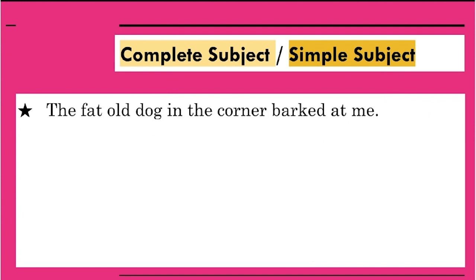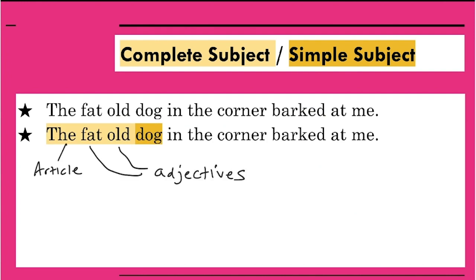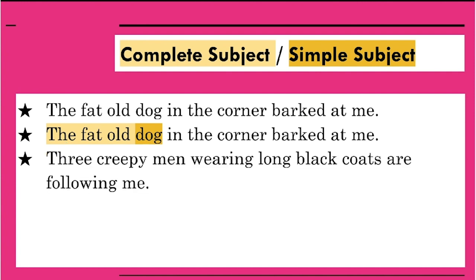Here's a sentence. What is the subject? And if you said dog, you're right. The dog barked, right? The dog is the one who barked. But the complete subject is everything, including adjectives. Okay, let's try a different one.